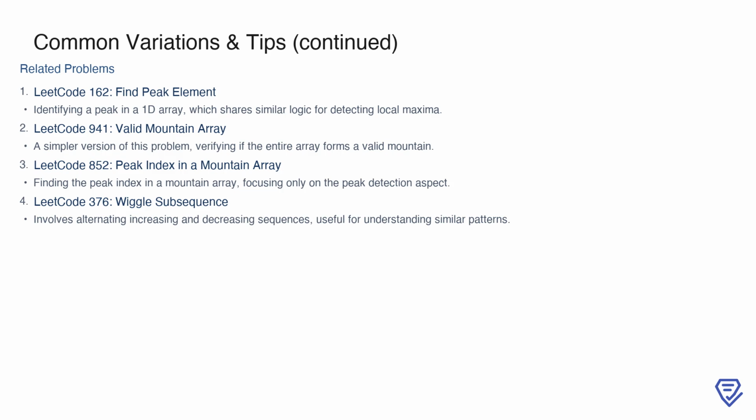Then there's LeetCode 852, Peak Index in a Mountain Array, which focuses solely on detecting the peak index in a given mountain array. Lastly, LeetCode 376, Wiggle Subsequence, explores alternating increasing and decreasing patterns, which can help you understand related concepts like transitions and slopes. Familiarity with these problems can give you a broader perspective and help you recognize patterns that are useful in solving the longest mountain in array challenge.